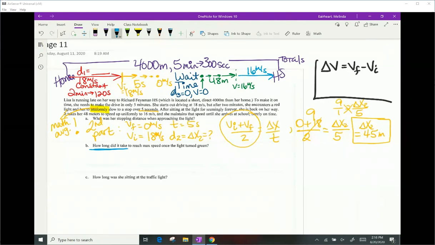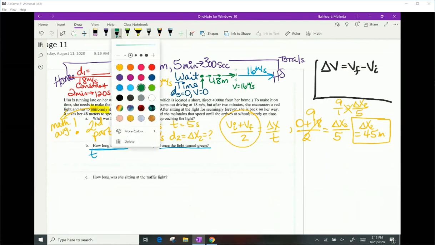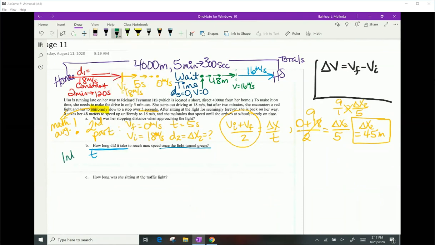For a time. Time. So we want to know the time that it took to reach max speed once the light turned green. And so if we look up at our vector representation, the light turned green and she sped up to reach that max speed. And I'm looking at interval 4. So I'm going to switch back to green here so it correlates. Interval 4. And so we said we're looking for time. What do we know about interval 4?